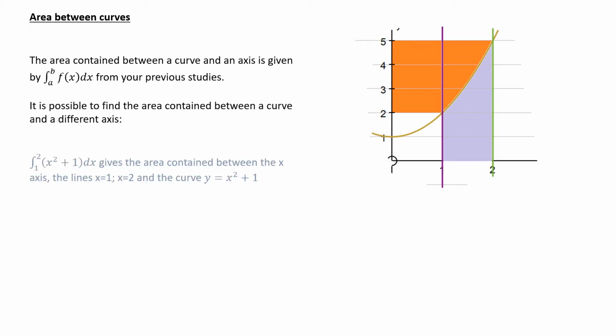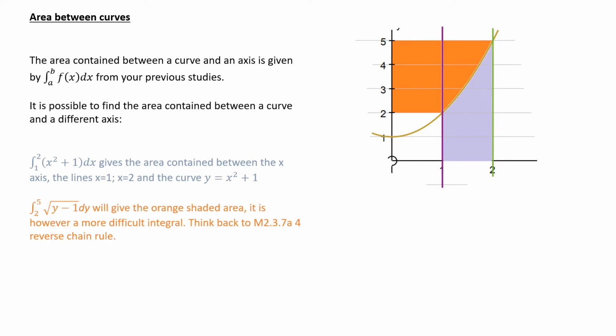So clearly my lilac area is given by the integral between 2 and 1 of x squared plus 1, because that's my function in x with respect to x, and that gives me that particular area that I'm looking for. The orange area requires a little bit more work.